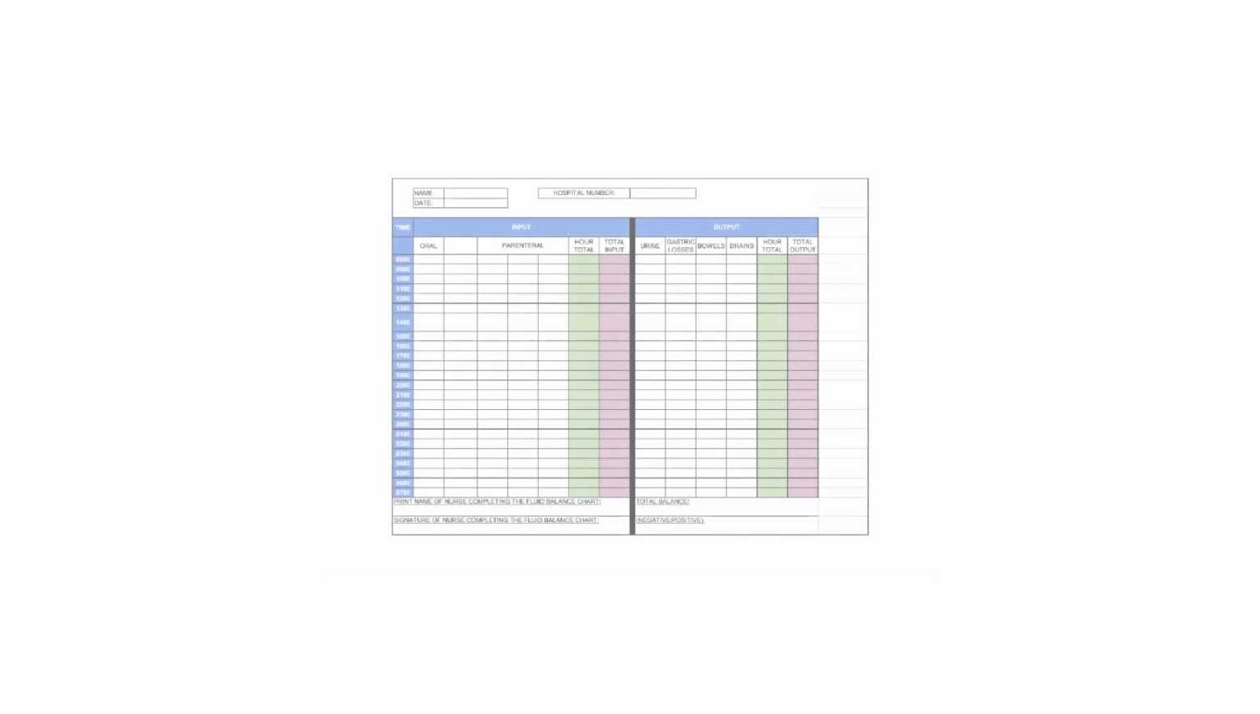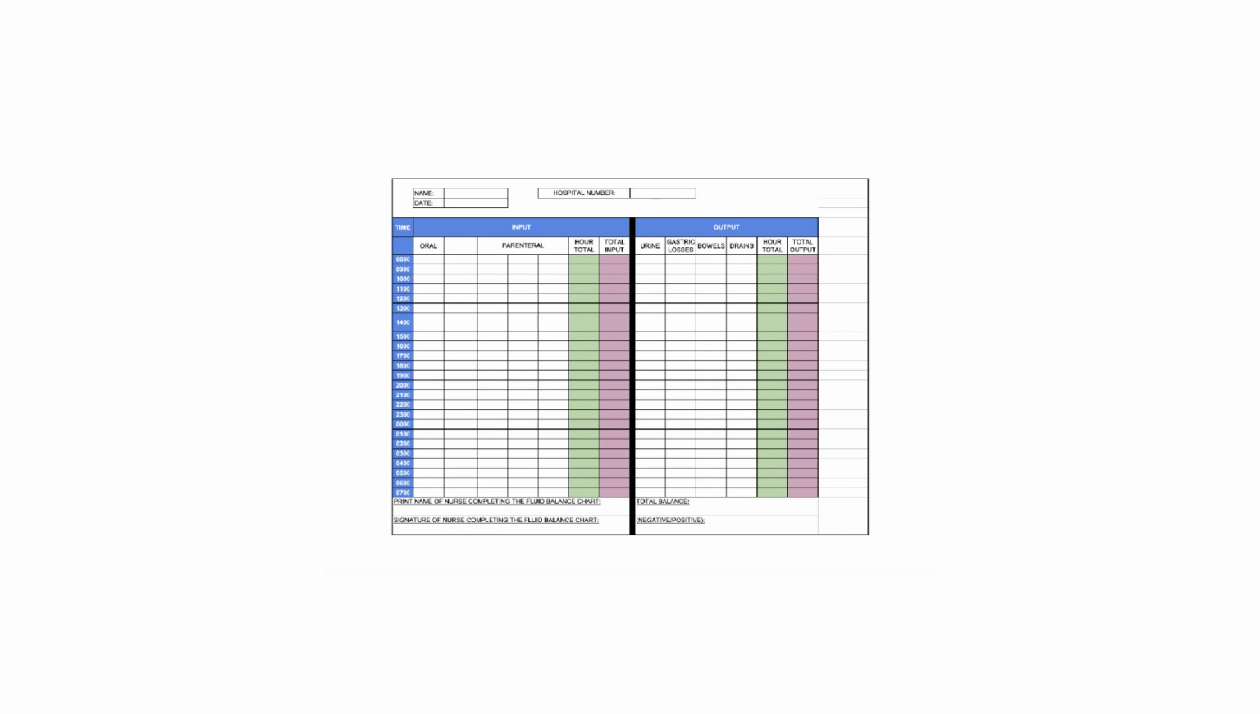This is an example of the fluid balance chart you'll be asked to complete. As you can see, this has multiple columns on both the input and output sections. In the exam, you'll be asked to complete the oral, parenteral, urine and bowels. You must also complete the hour total and total input or output on both sections. The name, date and hospital number at the top refer to that of the patient. The bottom 4 boxes are for your details, the total balance and if this balance is positive or negative.